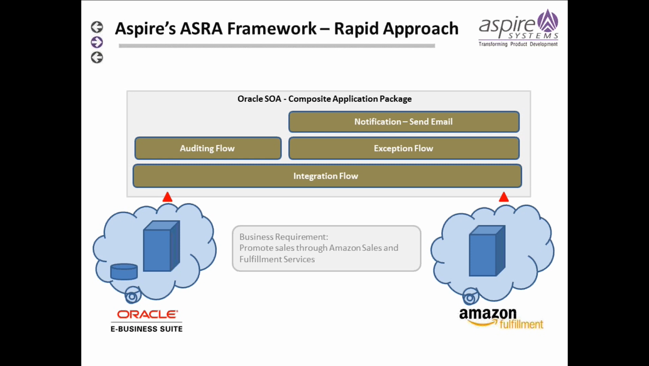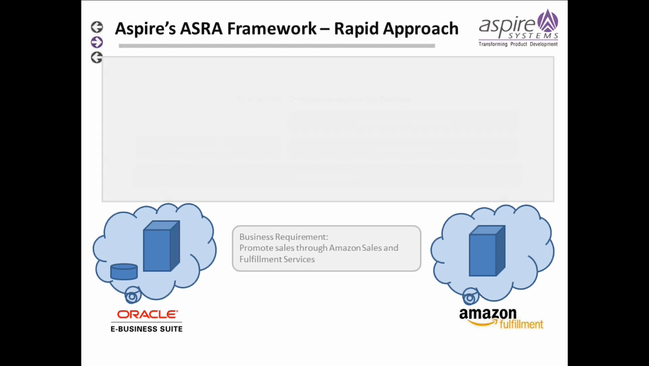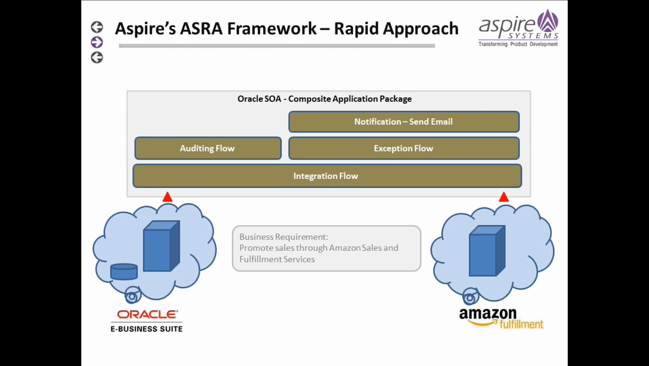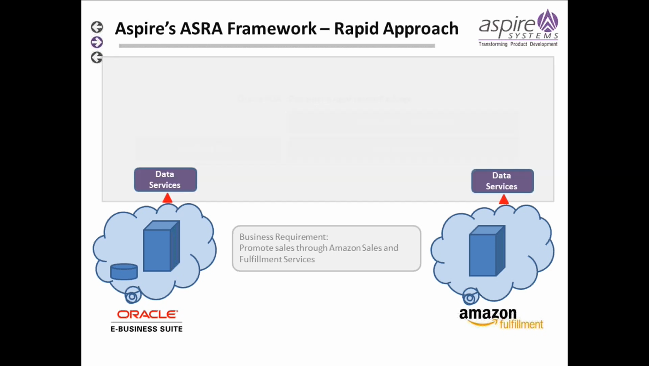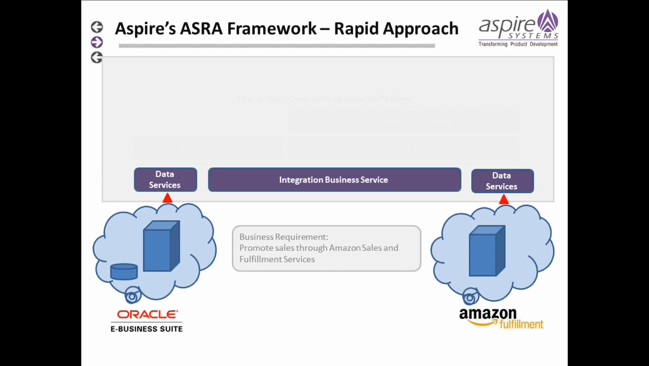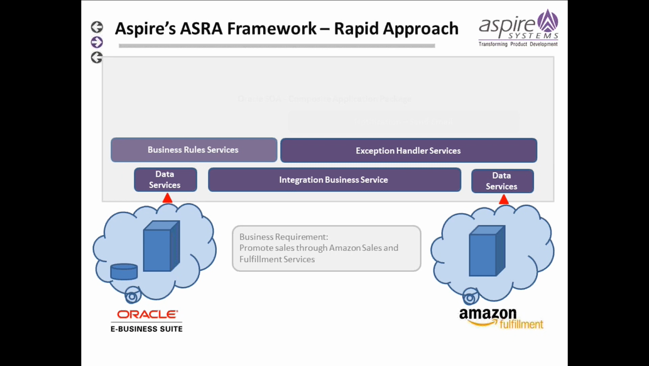Instead of following this model, we approach a different model based on our ASRA framework. We expose the systems as data services, either internal data services or external data services. We build the integration business service or enterprise business service and combine the data services to meet the business integration needs. We separate the exception handling as a separate service. We separate the rules engine as a service.